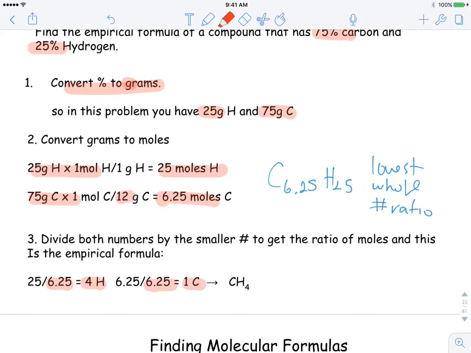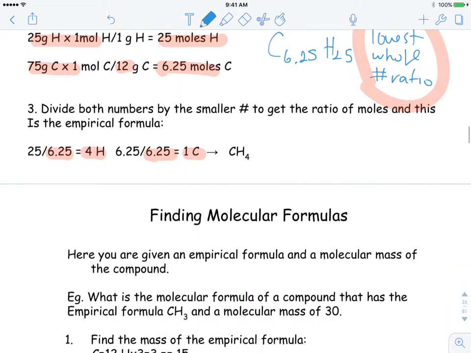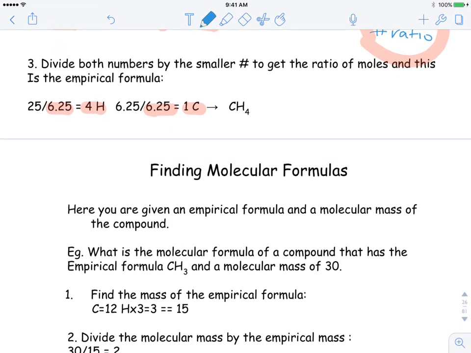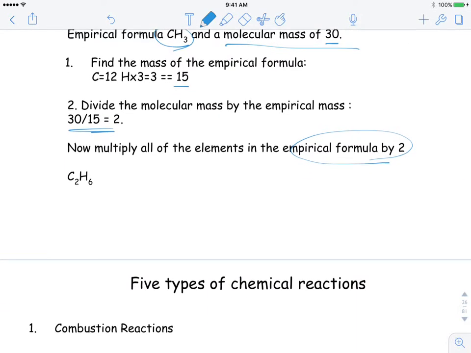And we could take this a step further, because this is an empirical formula. This is the lowest whole number ratio. This gives us some information, but not a lot. It doesn't tell us the true formula. If I give you an empirical formula, something like CH3, and I give you the true mass, the molecular mass, as being 30, well, if I find the empirical mass, which is 15, I can compare it to the molecular mass. If I divide them out, I'll get 2. 30 divided by 15 is 2. So what that means is that I then have twice as much of the elements. So instead of CH3, I multiply it by a factor of 2. I would get C2H6.